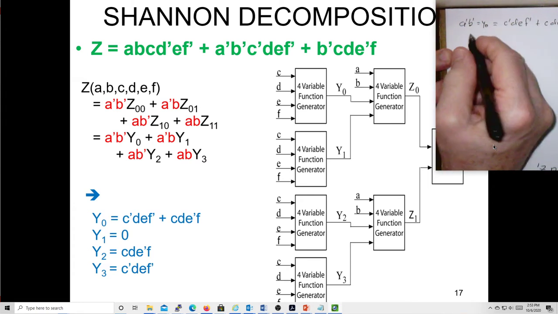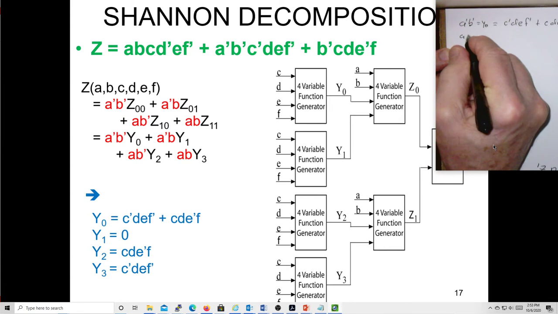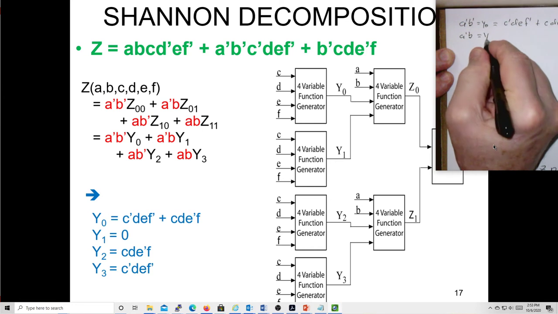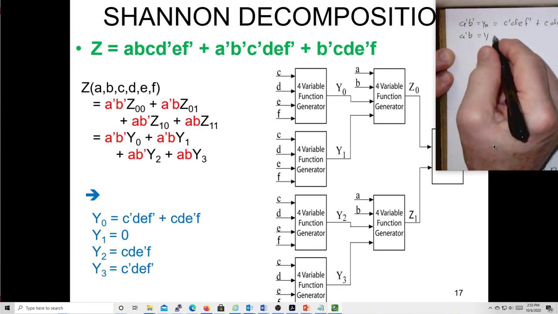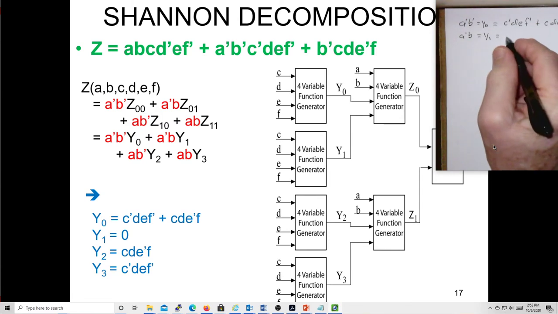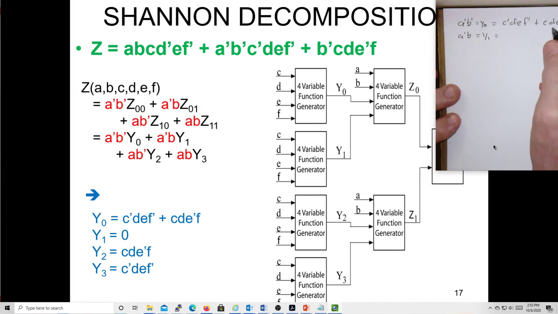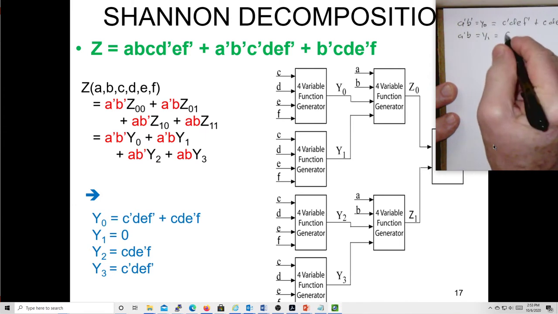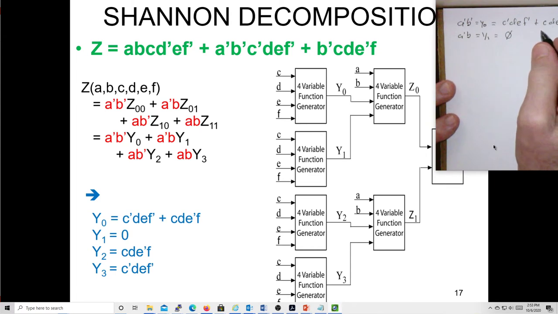Now for our A prime B term, our Y1, okay, so now we have our A prime B term, so we still have A prime, but we don't need that middle term because it's B prime, and we don't need the last term because it's B prime as well. So that term's just going to be zero. We have nothing there. It doesn't need the first term because that's A, not A prime.